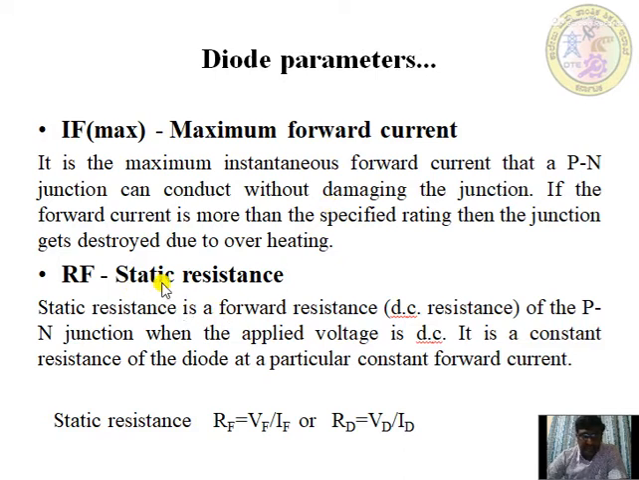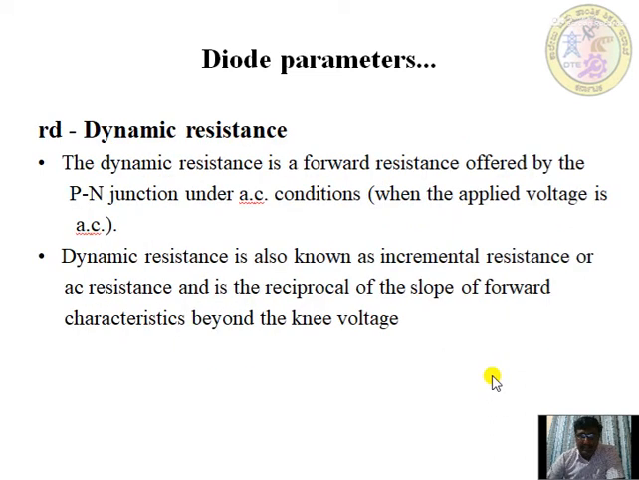Next, RF, that is the static resistance. Static resistance is the forward resistance. RF means forward resistance, and it is also known as the static resistance or the DC resistance of the PN junction. When the applied voltage is DC, it is the constant resistance of the diode at a particular constant forward current. Static resistance RF is equal to VF by IF, or RD is equal to VD by ID.